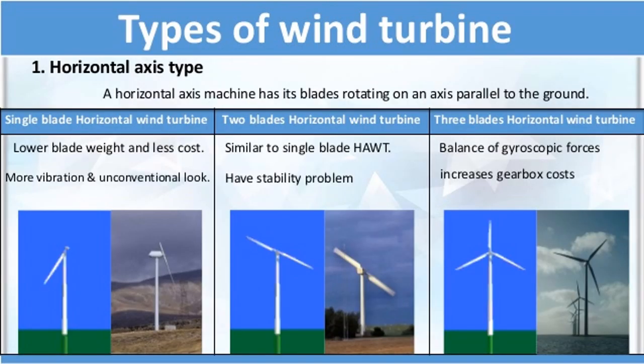Types of wind turbine. First, the horizontal axis turbine. A horizontal axis machine has its blades rotating on an axis parallel to the ground. Single blade horizontal wind turbine, 2 blades horizontal wind turbine and 3 blades horizontal wind turbine. This is the single blade: lower blade weight and less cost, but more vibration and unconventional look. Similar to the single blade, it has stability problems. And this is balanced; generally 3 blades are used.